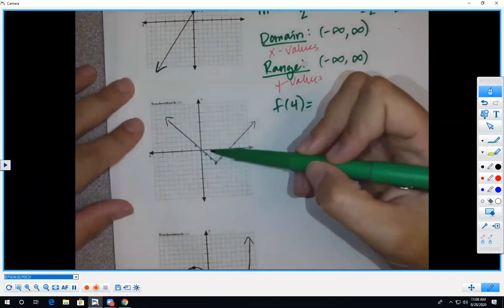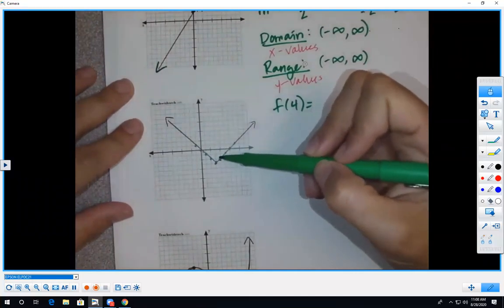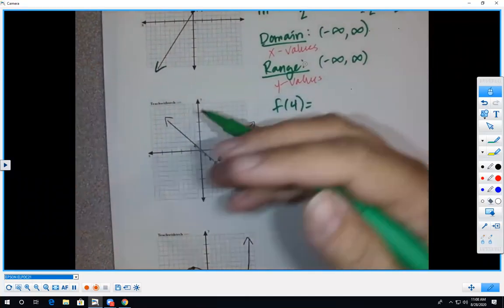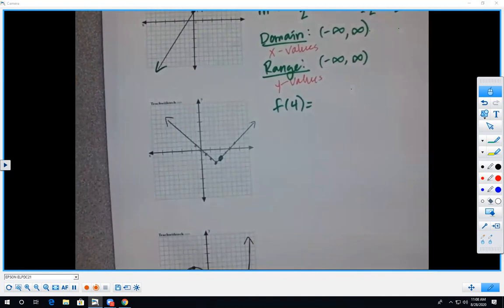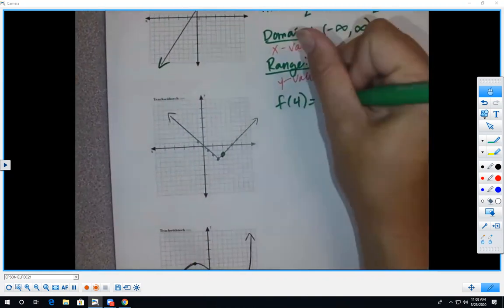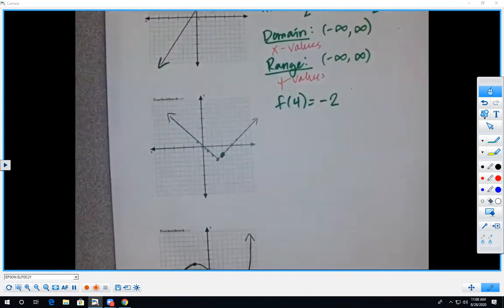If you go over to the x value of 4, it's this dot right here on your graph. What is that ordered pair? It would be, I think it's -2, right? It would be -2.